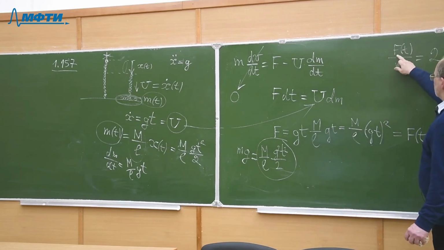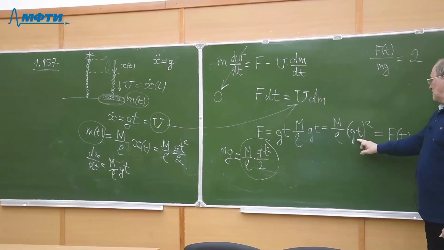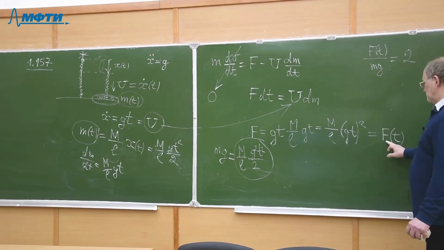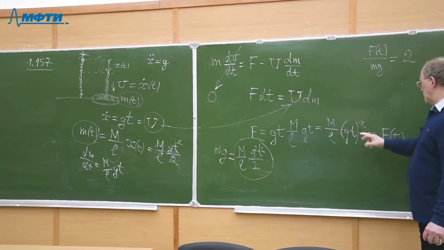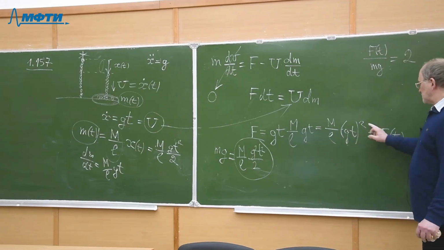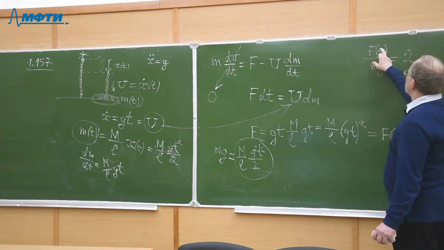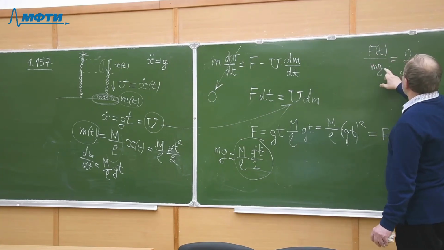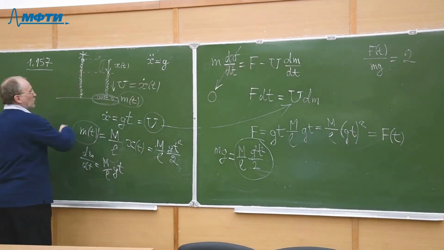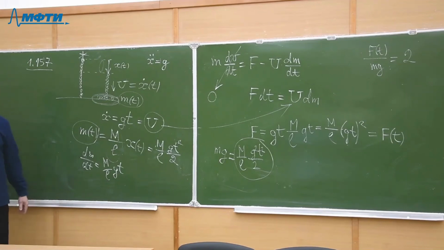Note that the force F is a function of time, and it's increasing with time quadratically. At the initial moment when time t is 0, the force is 0, and then as time goes on, the force increases as time squared. So it increases sharply, parabolically with time. But at any moment of time, this force is just 2 times the weight of that part of the chain which is already on the table surface at any moment of time.